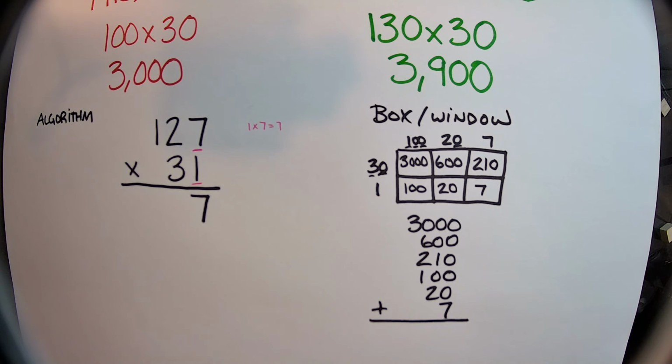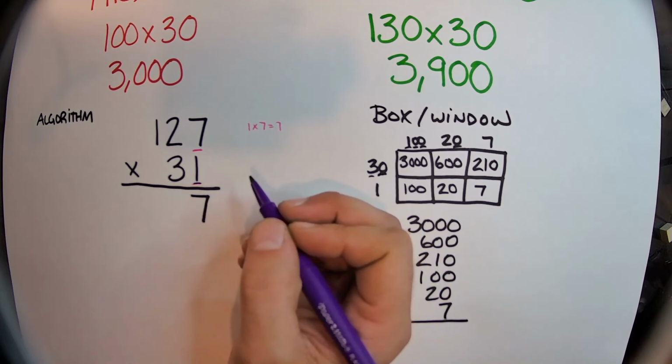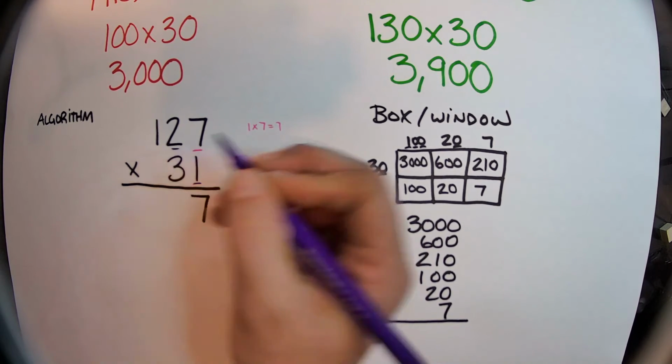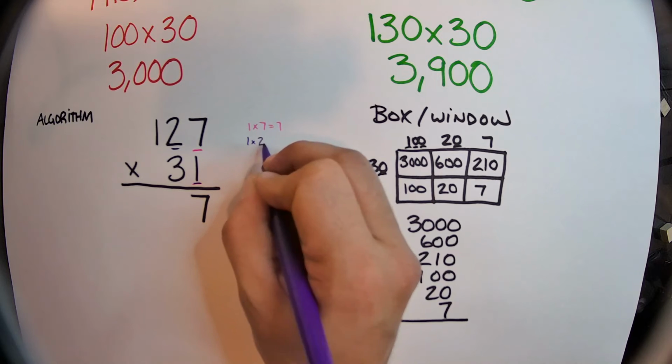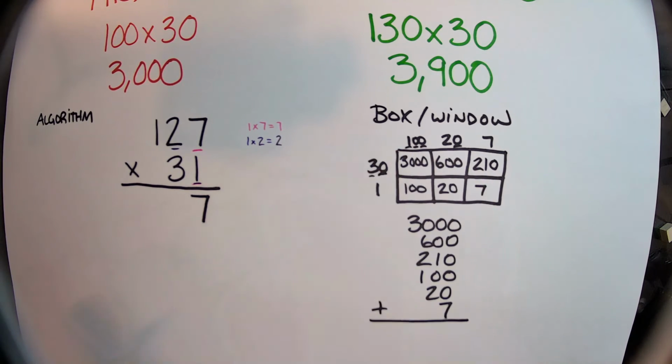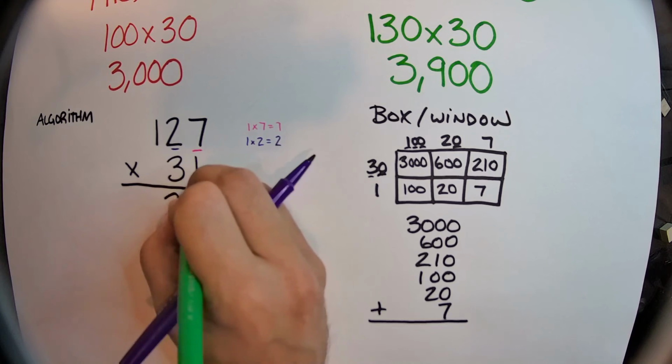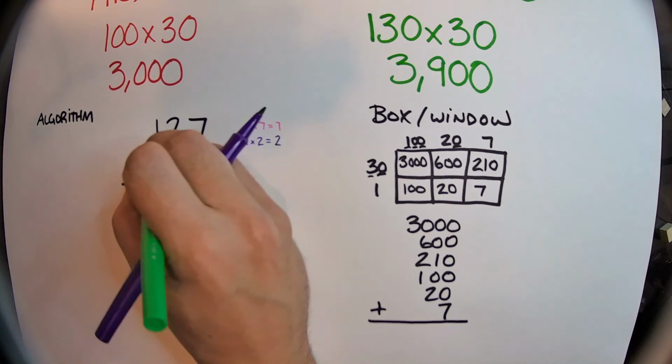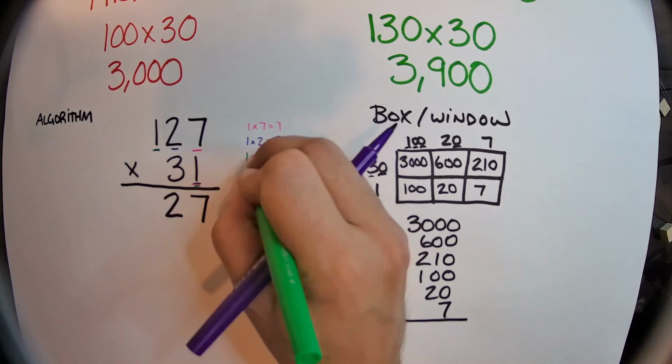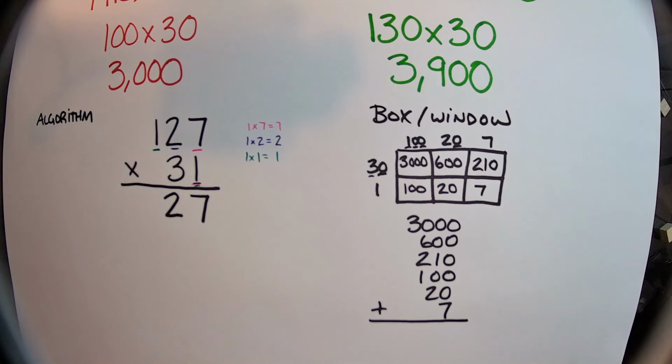The next thing that you're going to do is the 1 in the ones place times the 2 in the tens place. That's 1 times 2. 1 times 2 is 2. So we put a 2 in the tens place. And then finally, I'm going to take the 1 in the ones place and multiply it times the 1 in the hundreds place. That's 1 times 1, which gives you 1. And just like that, we finished our first line.